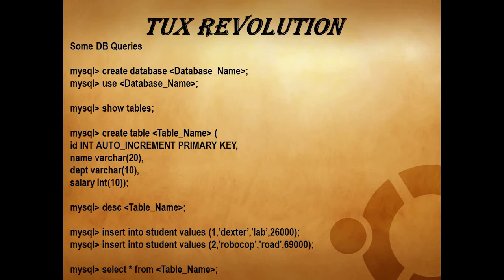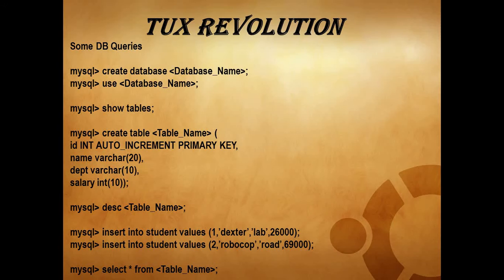Now you want to insert values into the table. I created a table named student, so I wrote insert into student. Instead of student you can write whatever table name you created. Insert into student values, 1 is the ID, Dexter is the name, lab is the department, and 26,000 is the salary. In a similar way for the second row, so you inserted 2 rows.